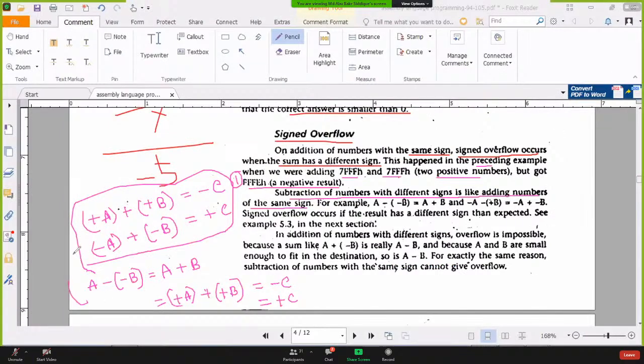How? Subtraction A minus B, different sign subtraction. This is the same sign addition. So subtraction of numbers with different sign can fall like the same sign addition. So if you get A minus B, you can write plus A plus plus B. And then, if the result is minus C, you get overflow. If the result is plus C, there is no overflow. And there is a second example.